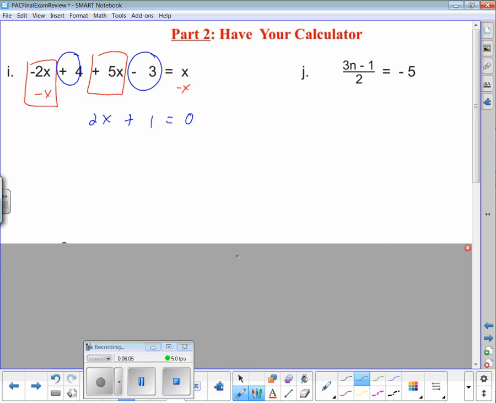Move the positive 1 by adding its opposite to both sides. Move the 2 by dividing both sides by 2. You end up with x equals negative 1/2. How many got that correct? Okay, a decent amount of you, and the rest of you have to take note of what gave you issue.